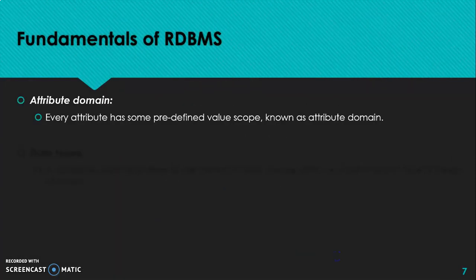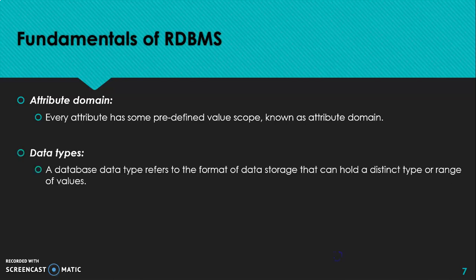Attribute domain. Every attribute has some predefined value scope known as the attribute domain. Data types. A database data type refers to the format of data storage that can hold a distinct type or a range of values.